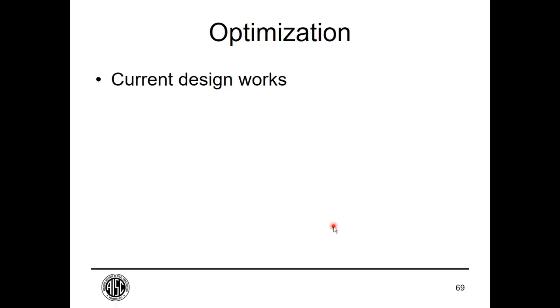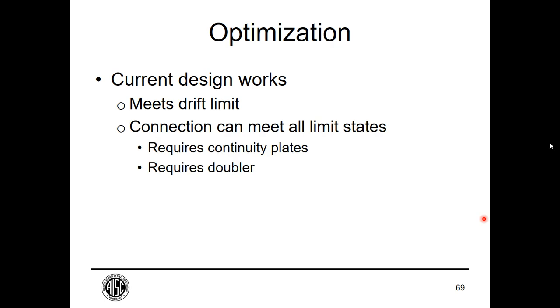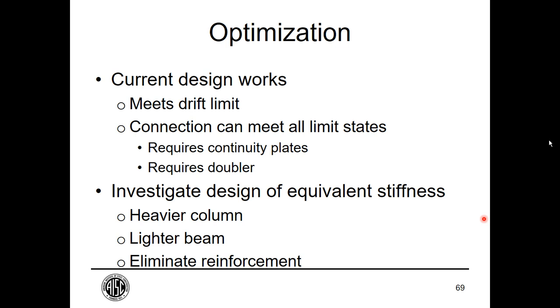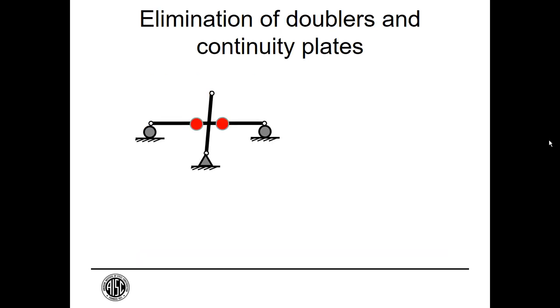Optimization. Our current design works. We meet the drift limits. We meet all those limit states as long as we can provide that continuity plate and doubler. So let's look at a different design that provides us the same stiffness that we need, but maybe is a little bit cheaper and doesn't require the continuity plates and doubler. We're going to use a heavier column and a lighter beam to eliminate that reinforcement.